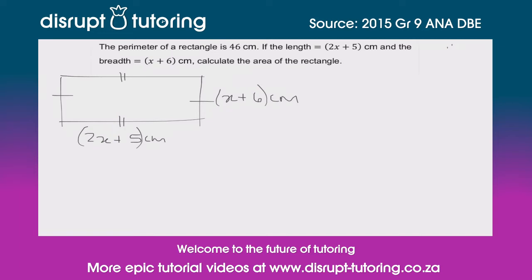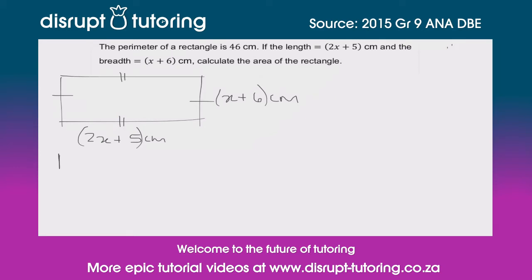Now they've also said to us, guys, that the perimeter of the rectangle is 46 centimeters. Our goal is to try and calculate what the area of the rectangle is. Now how would we do that? The first thing we need to do is calculate what this x equals. And the way we would do that is we would develop our own equation using all of the information that they've given us. So let's build our own algebraic equation for perimeter.